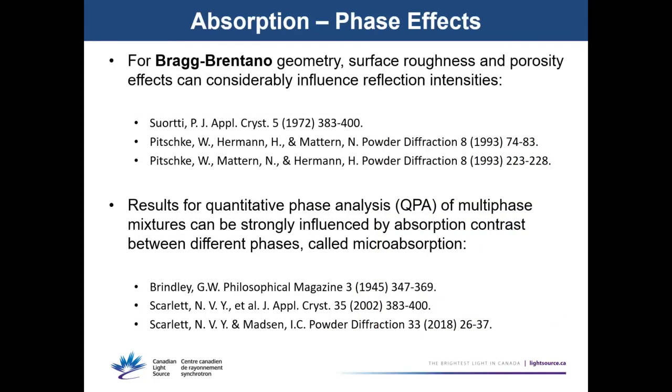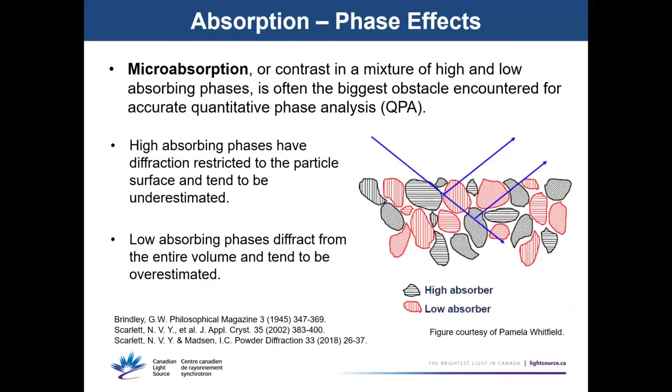There's a number of different absorption effects that can influence reflection intensity. I'm not going to talk about all of them here, but I have put some references. The main one I want to mention in detail is what's called microabsorption, which is this bottom one. Microabsorption is basically a contrast between high absorbing and low absorbing phases in your mixture of compounds. And what happens is high absorbing phases, the X-rays will only see the surface of the particle, so they actually tend to be underestimated. And lower absorbing phases, the X-rays will see the entire particle, so they tend to be overestimated.